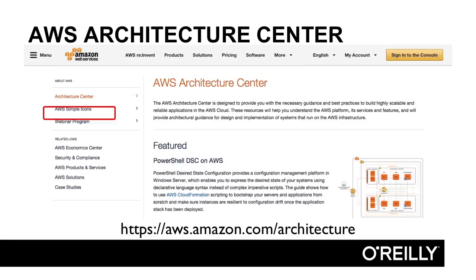The AWS Architecture section is located at aws.amazon.com/architecture. It is designed to provide us with the necessary guidelines and best practices to build highly scalable and reliable applications on the AWS platform.